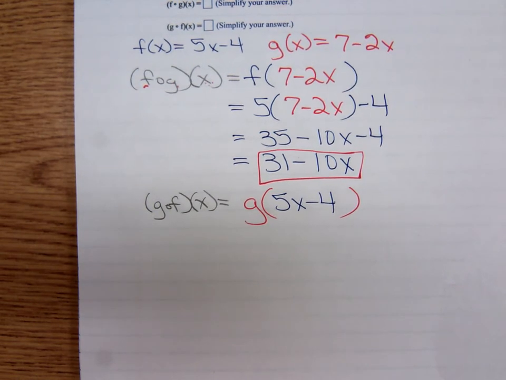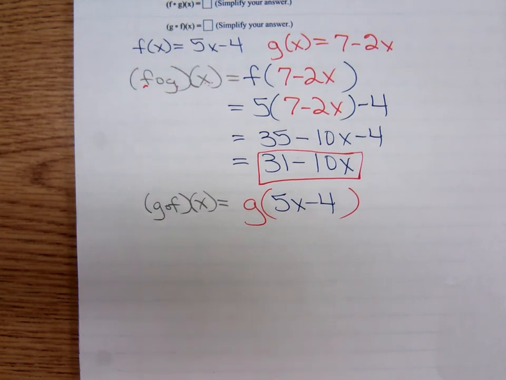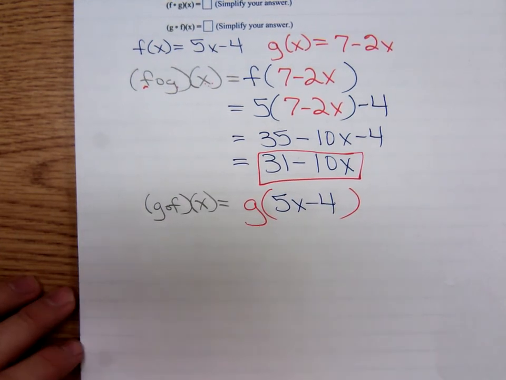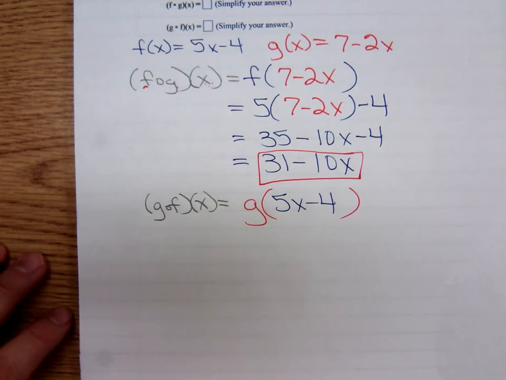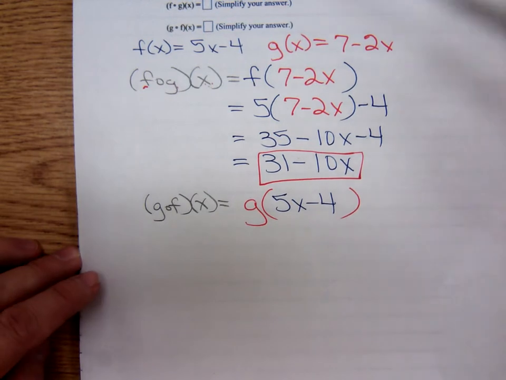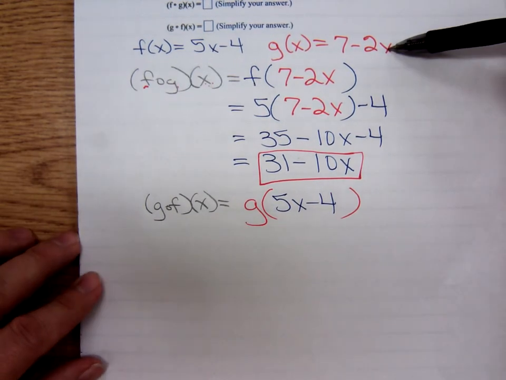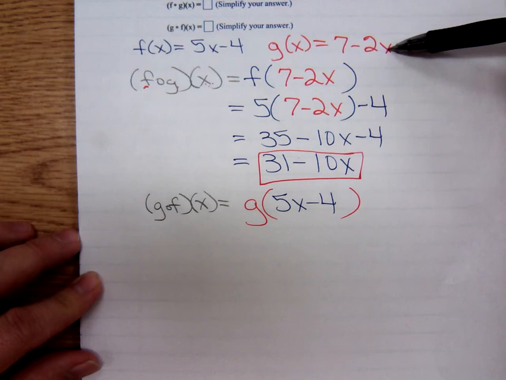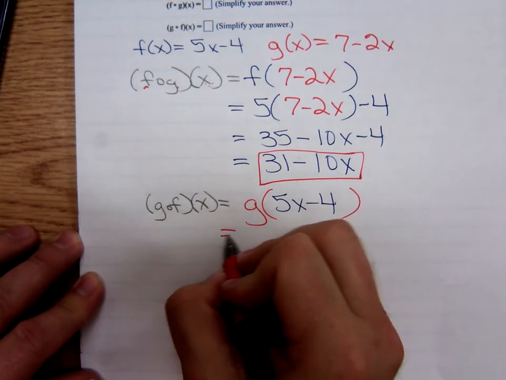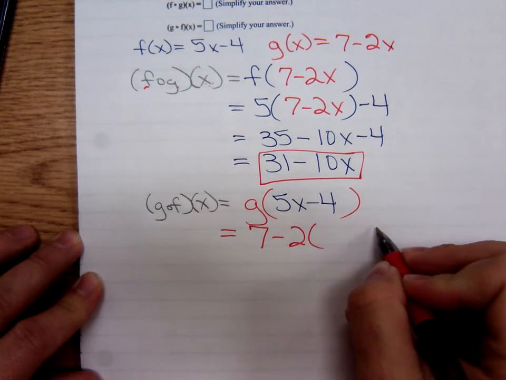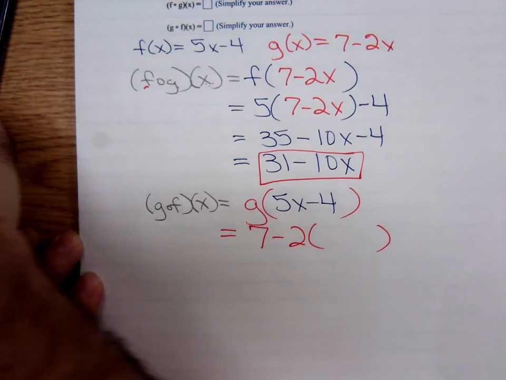The state of Texas says y'all should be able to communicate mathematically. So what is this g of 5x minus 4 saying? It's saying go to the function g, and wherever you see a variable, plug in 5x minus 4. So we come up here to g, and we have 7 minus 2, replacing that x with 5x minus 4.